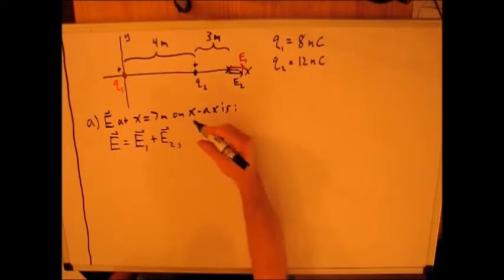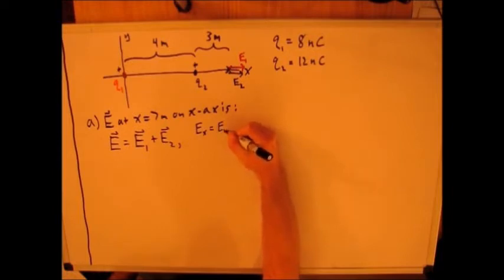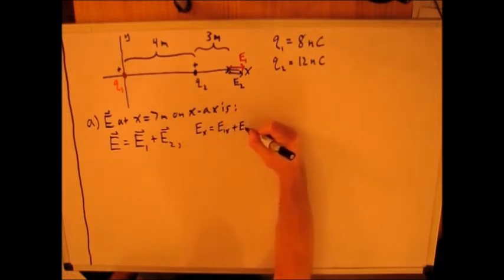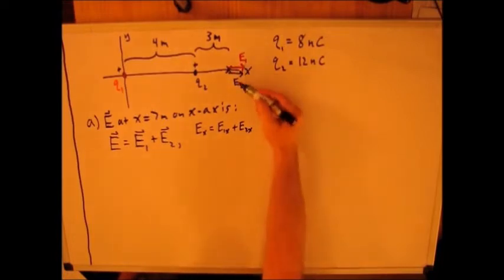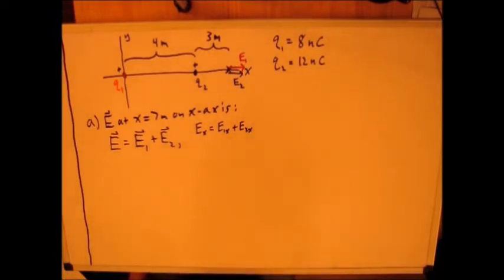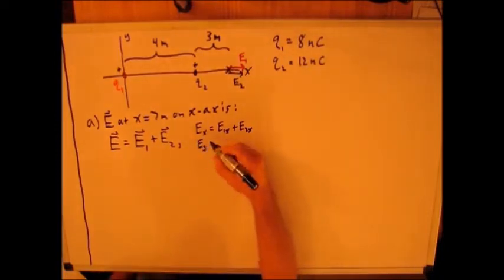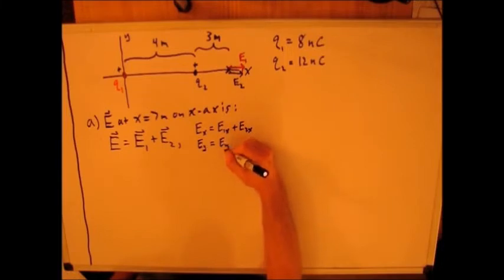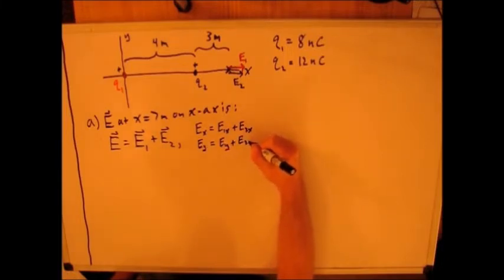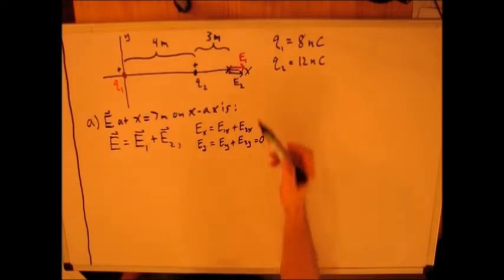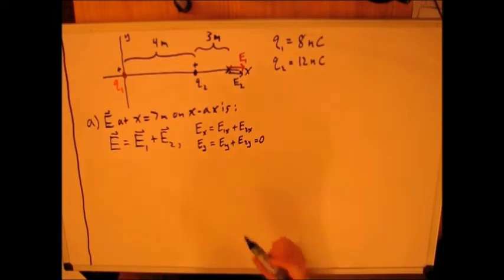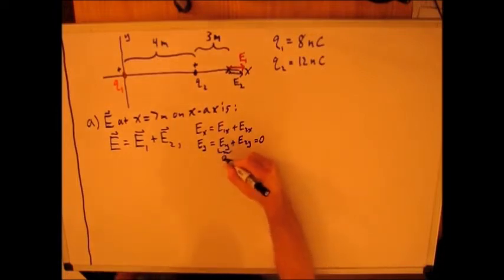Well, the same way that you add vectors anytime, the x component of E is the sum of the x components, E1x plus E2x, of the individual vectors E1 and E2. So we have to calculate each of those, E1x and E2x. And then also Ey is E1y plus E2y. That's equal to 0 for this case because E1 and E2 point in the positive x direction. They have no y component. The individual y components of those two vectors are 0.